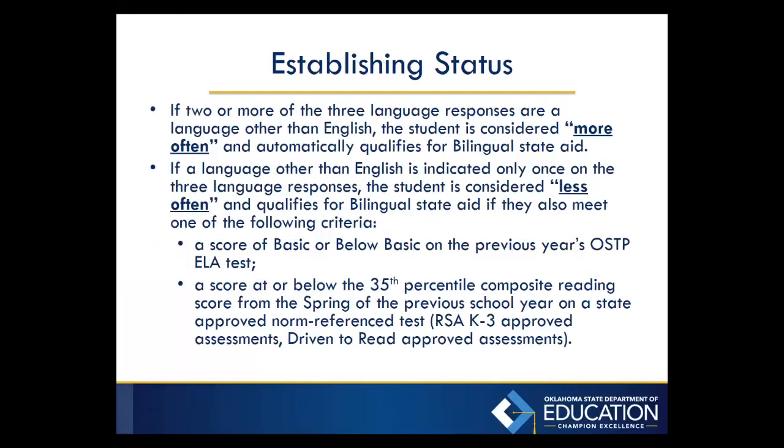A score of basic or below basic on the previous year's OSTP ELA, or a score at or below the 35th percentile composite reading score from the spring of the previous school year on a state-approved norm reference test. For younger students, such as a second grader or third grader who didn't take OSTP the previous year, this would be any assessment located on the RSA K-3 approved assessment list. For an older student, a sophomore, junior, or senior, it would be any assessment listed on the Driven to Read approved assessment list.